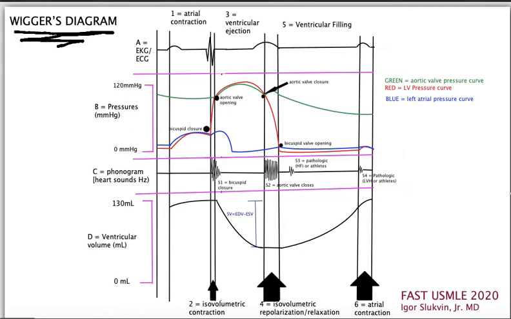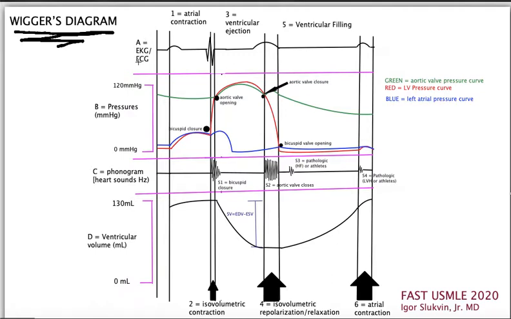Explain the Wigger's diagram. This is the gold mine of the cardiac cycle. It explains your EKG, your phonogram, your ventricular volume pressures, heart sounds, and how they all interact throughout the cardiac cycle. So this diagram many medical students fear, but I urge you that it's not quite so complex if you break it down into A, B, C, D, and 1, 2, 3, 4, 5, 6.